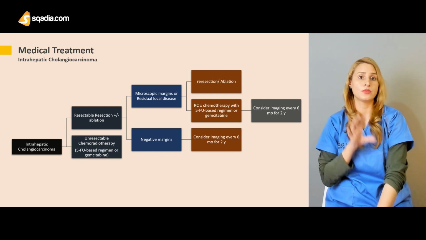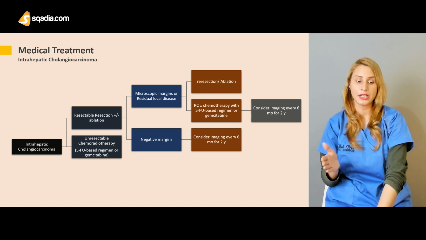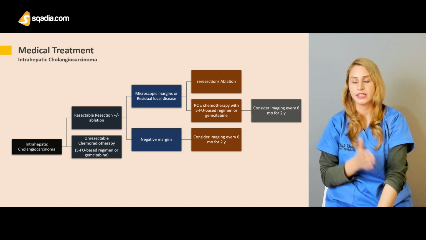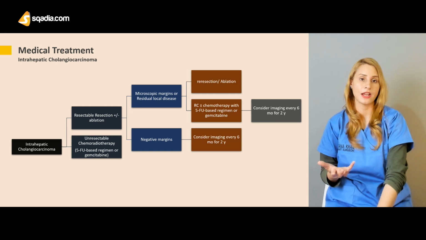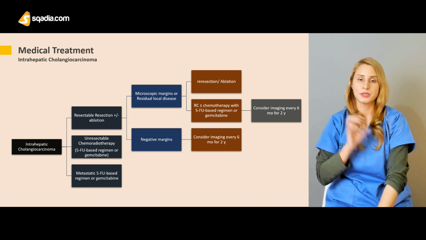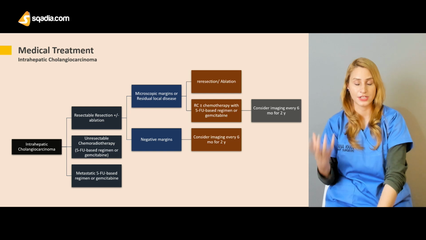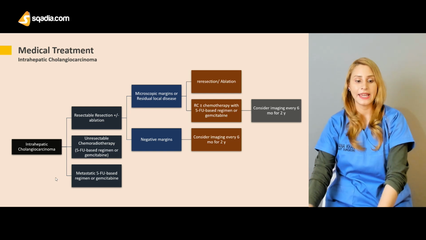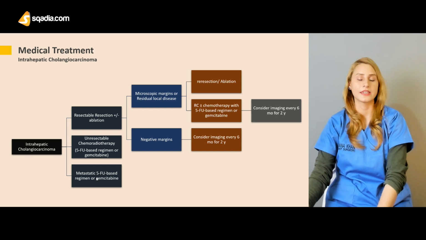Now, if the tumor is unresectable, then you have to put your patient on chemo and radiotherapy. It depends upon which regimen you're actually going to follow, putting the patient on 5-fluorouracil or giving a shot of gemcitabine. And then for metastatic disease, you can also use chemotherapy.